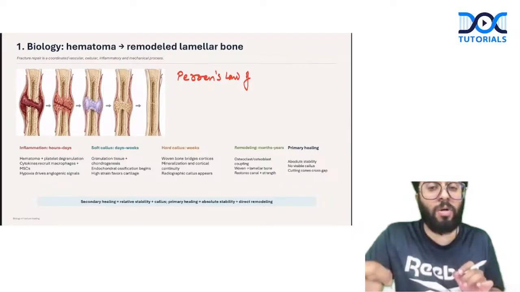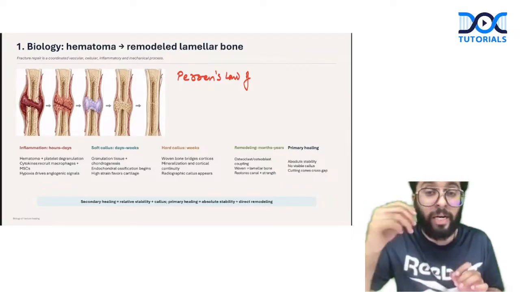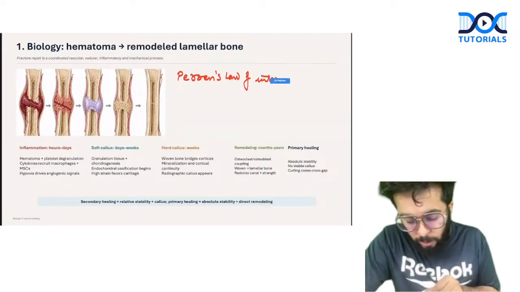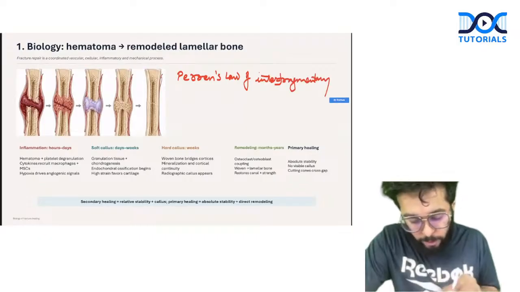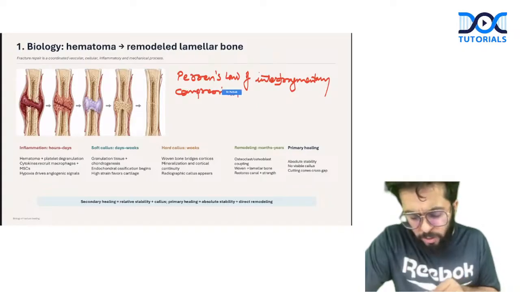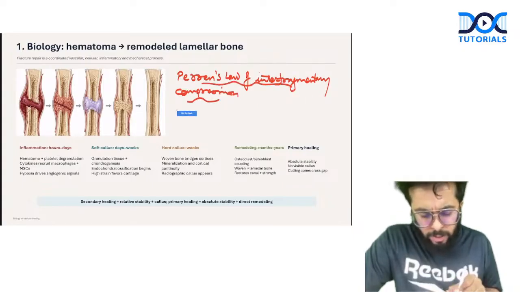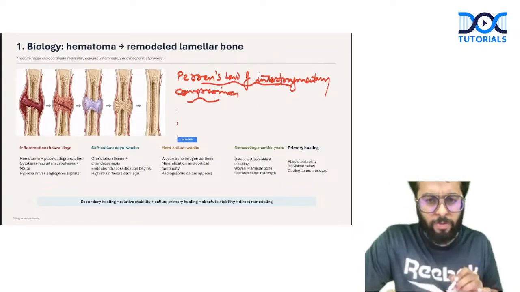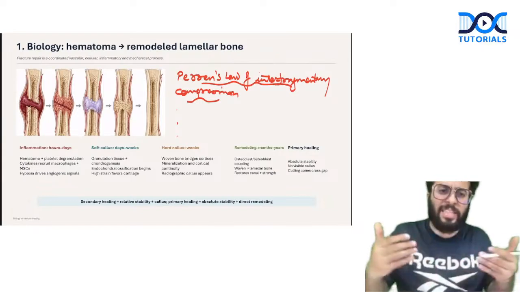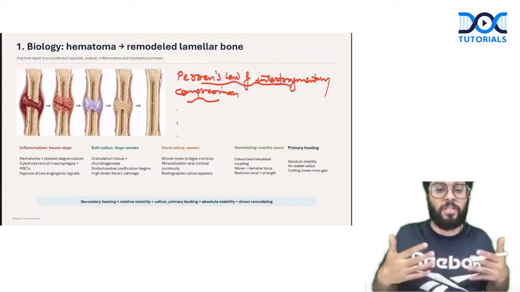Always mention these two laws and highlight them. These attract the attention of the examiners. Perren's law of interfragmentary compression. Most of you might have heard about it. There are three structures that we talk about whenever we talk about Perren's law. It tells you how much strain the structure can sustain.